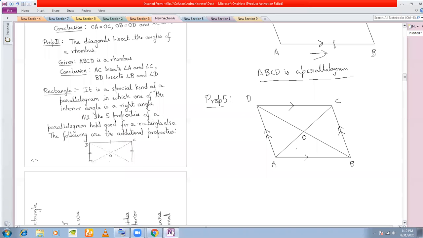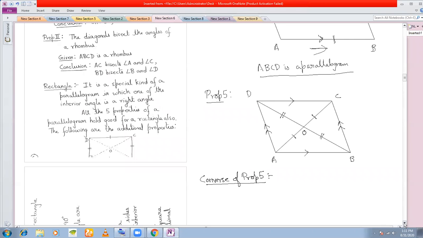Then according to this property, you can conclude that this length OA must be equal to this length OC. This length OD must be equal to this length OB. This property is also called diagonals bisect each other. The converse of this property is also important. As I told you in this class, the converse of the properties are more important than the properties themselves.